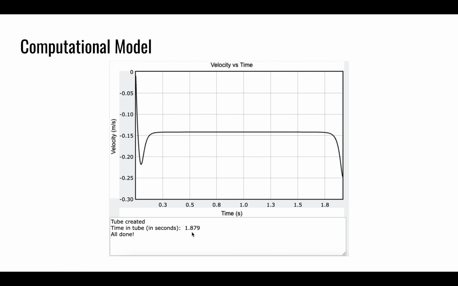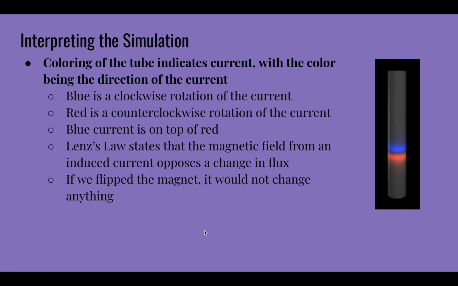and we can see that our time in the tube was 1.879 seconds. So to interpret our simulation, the color of the tube indicates the current, with the color showing the direction of the current. This image on the right was also taken from our GlowScript code. Blue is the clockwise rotation of the current, and red is a counterclockwise rotation of the current, and the blue current is on top of the red. And Lenz's law states that the magnetic field from an induced current opposes a change in flux. So if we flip the magnet, it would actually not change anything.